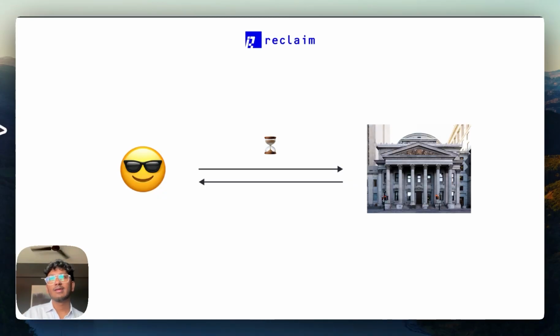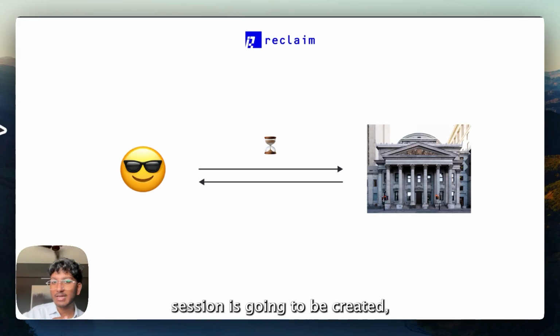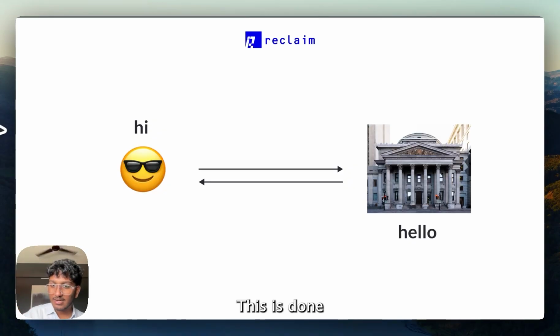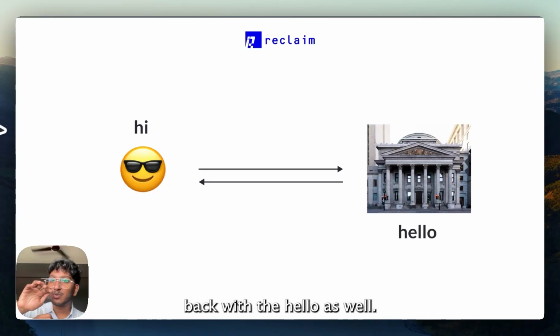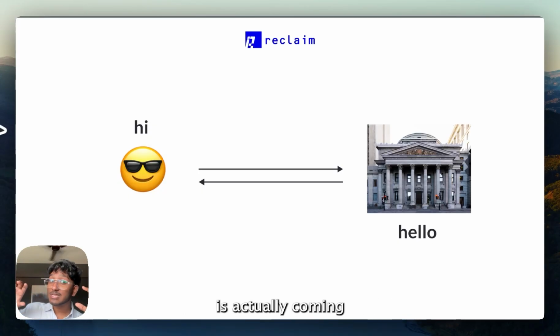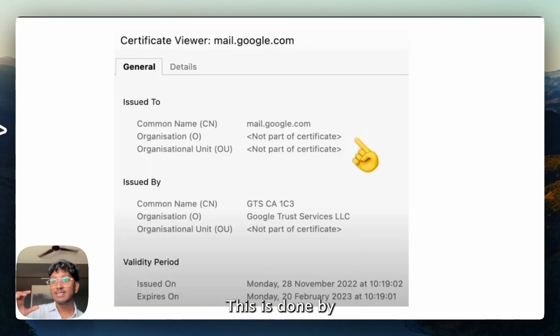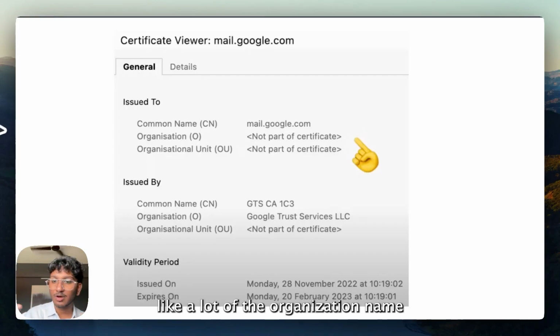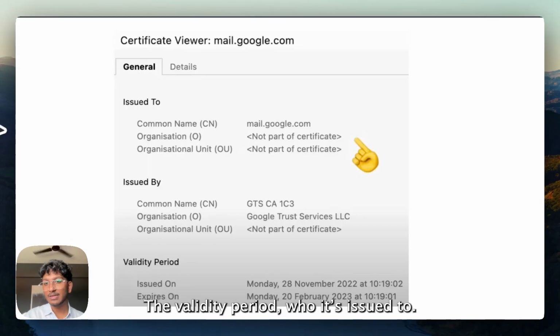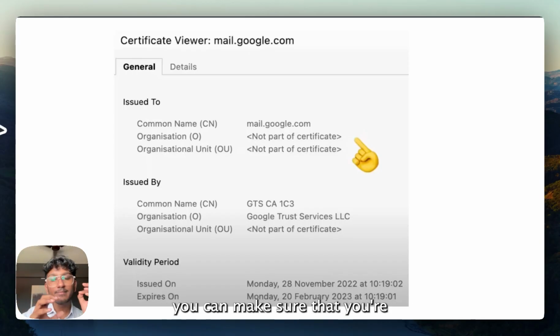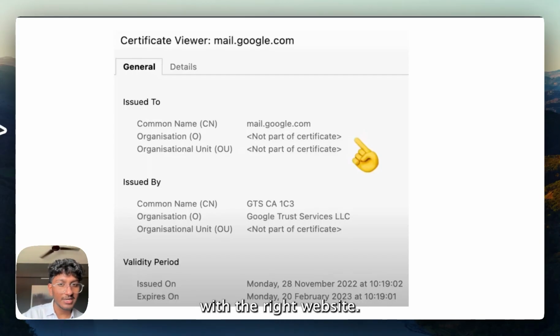So now, once a session is created, how do you make sure that you're communicating with the right website? First the user will say a hello, which the server will respond to with a hello as well. But how do you know that this hello is actually coming from the right website? This is done by something called a TLS certificate or an SSL certificate. It usually contains the organization name that issued it, the validity period, and who it's issued to. So here you can make sure that you're actually communicating with the right website.